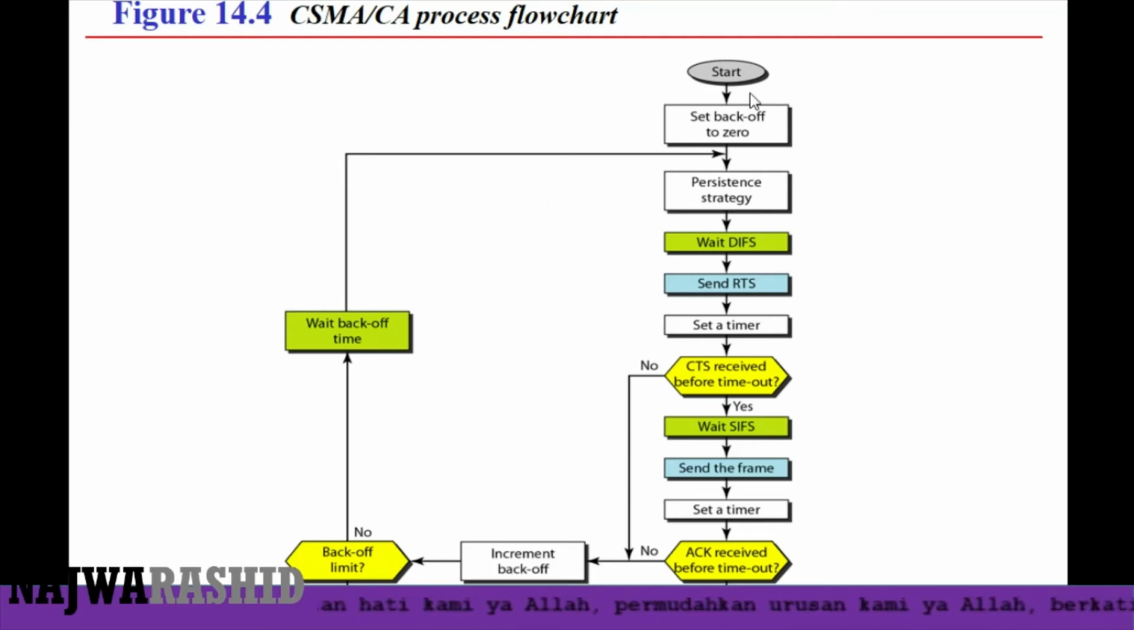So start here, set the backoff to 0. It is the persistent strategy. Wait the IFS and then send the RTS, set a timer, and check whether the CTS is received before timeout. If yes, wait for the SIFS, send the frame, set the timer, and check whether the acknowledgement is received before the timeout. If yes, then your transmission is a success. Otherwise, you need to increment the backoff, wait for a certain time, and repeat the process. This is the process of sending a frame when you have a frame.